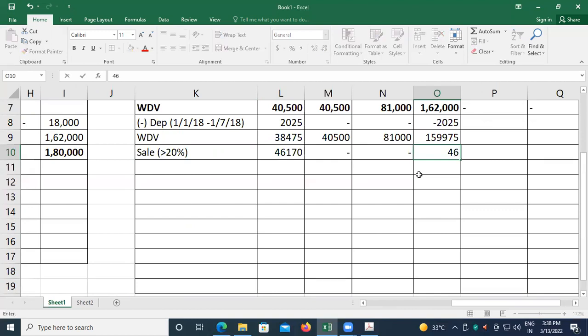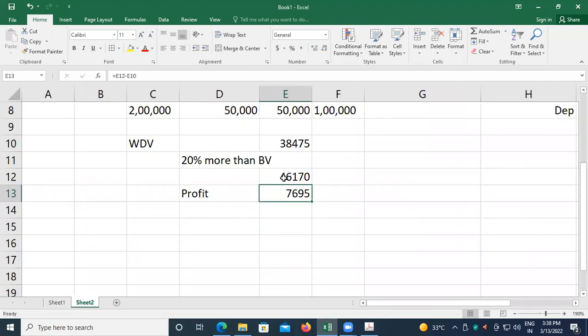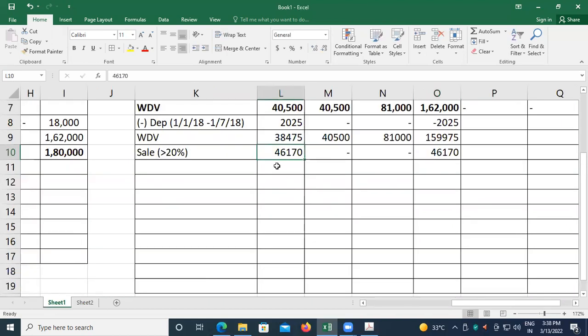So what we have to do here, when sale means minus, right? 46,170 rupees is the value of the asset which will come down. Now let us calculate. As we know, the book value of the asset is 38,475 and we sold at 46,170. So we got the total profit of how much? 7,695, which we have written here. So this is nothing but my profit on the sale.